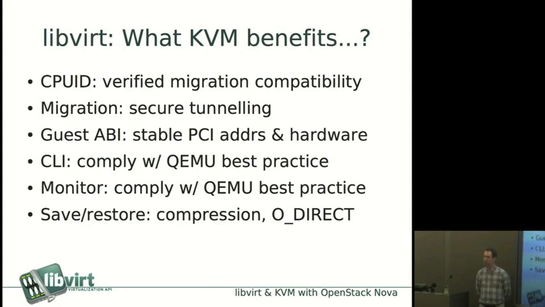QEMU provides some support for migration, but it does this just using plain TCP sockets. So if you don't trust the network that's running between your two hosts, you probably want to have some kind of secure migration channel. So Libvirt provides the ability to run the migration traffic over a secure socket, typically secured with TLS, or you can use SASL and Kerberos, which also provides an encryption capability.